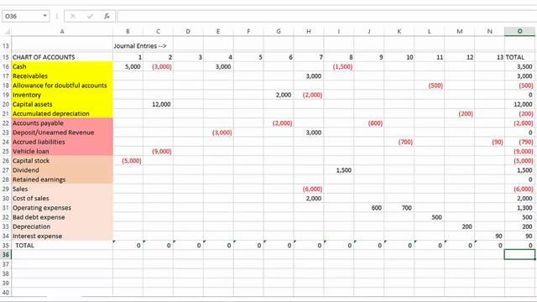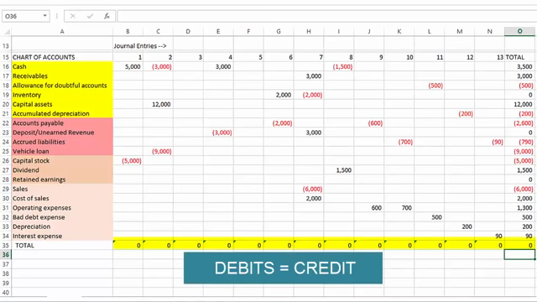So this is the exciting part. You've got all these entries posted. When you use this sort of an approach with positive debits and negative credits, it's easy to see if something was missed. Our bottom line totals are all zeros, which means that we posted as many debits as we posted credits.